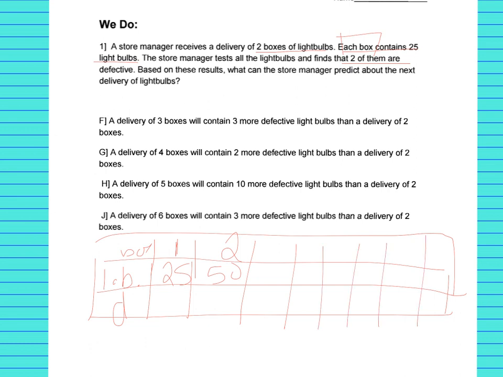In total, they said they had 2 defective light bulbs in those 2 boxes. So that means there's 1 defective light bulb in 1 box. Now, when I look at the problem, it says I have 3 boxes, 4 boxes, 5, 6, sorry. 1, 2, 3, 4, 5, 6. And I can already see there's 1, 2 here, so I'm just going to reiterate that here. And then 50, continue our pattern.